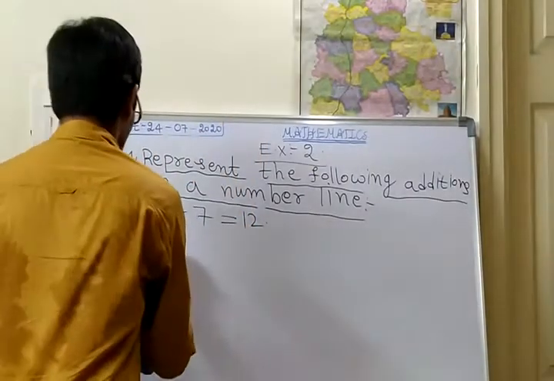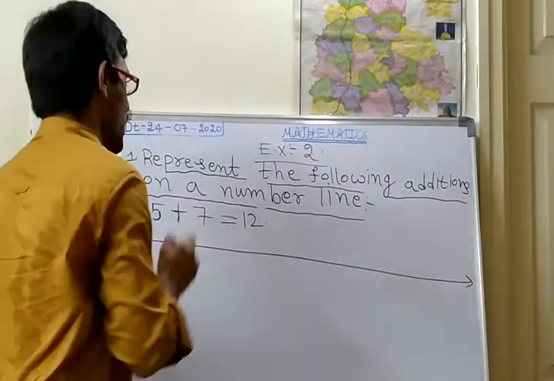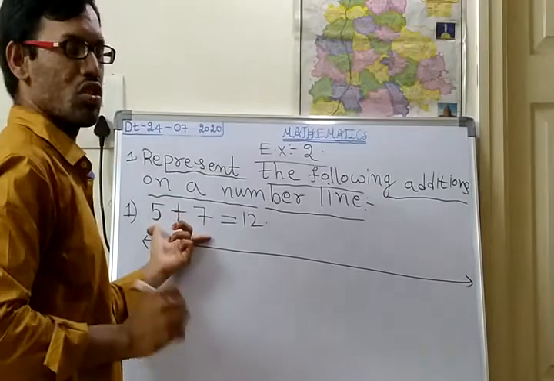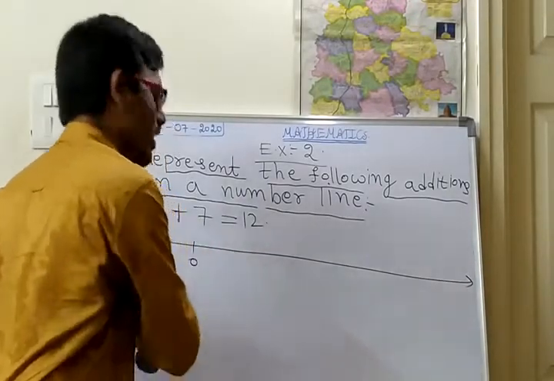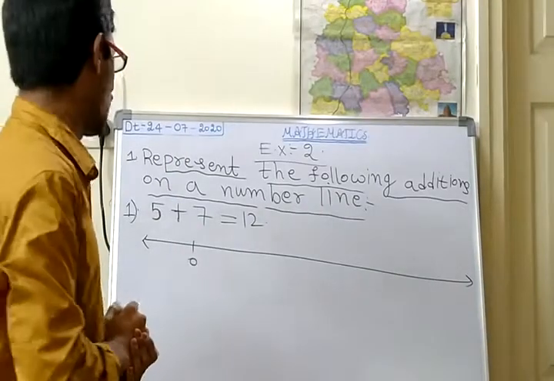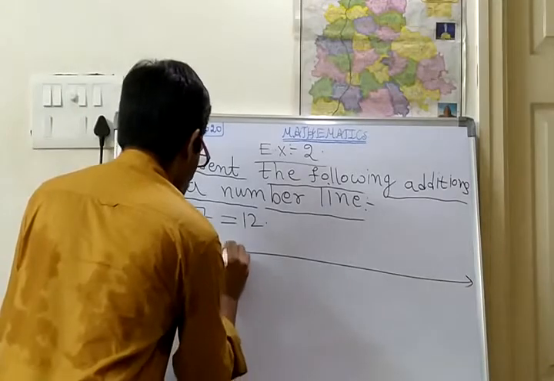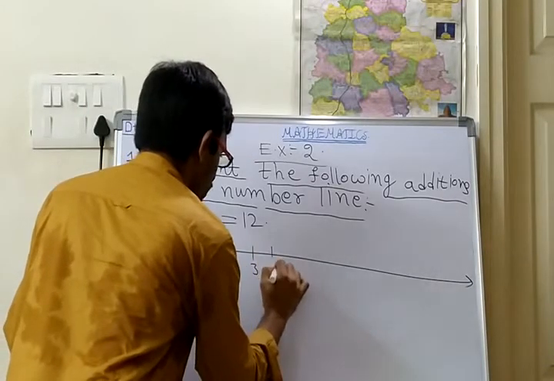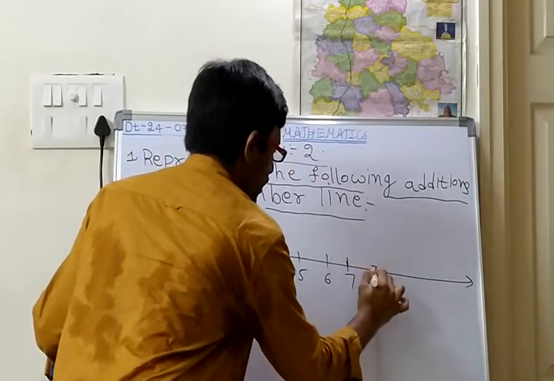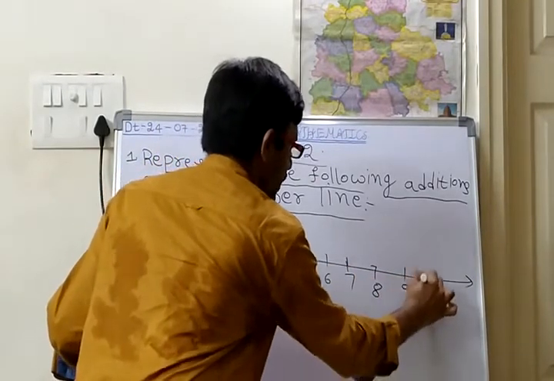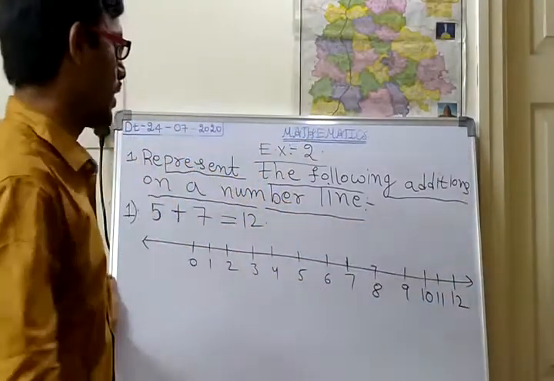So here you should draw a number line. Are there any negative numbers? There are no negative numbers, so we should not write any negative numbers on the number line. Okay, no need to write any negative numbers. So here 1, 2, 3, 4, 5, 6, 7, 8, 9, 10, 11, 12. Like this it is there.